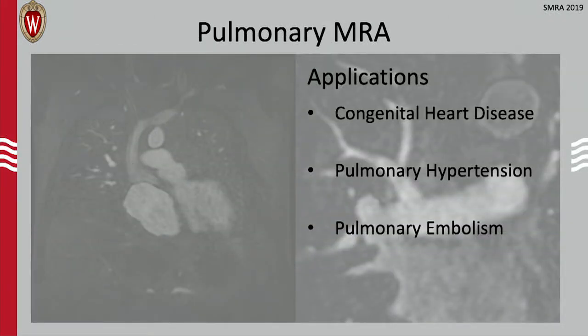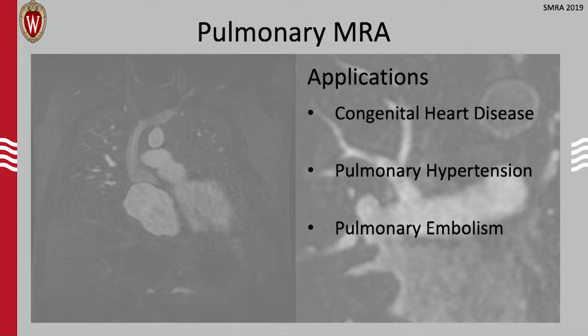In terms of applications in pulmonary vascular disease, I think the three most common diseases that we're imaging with MRA are congenital heart disease, pulmonary hypertension, and pulmonary embolism. And of these three, the one that I'm going to spend the rest of the time talking about is imaging pulmonary embolism. For a couple of reasons.